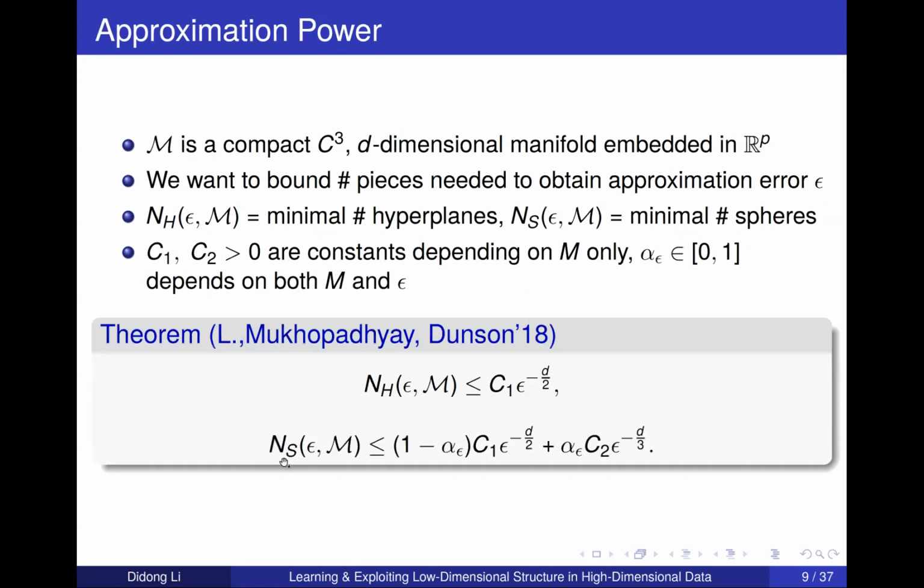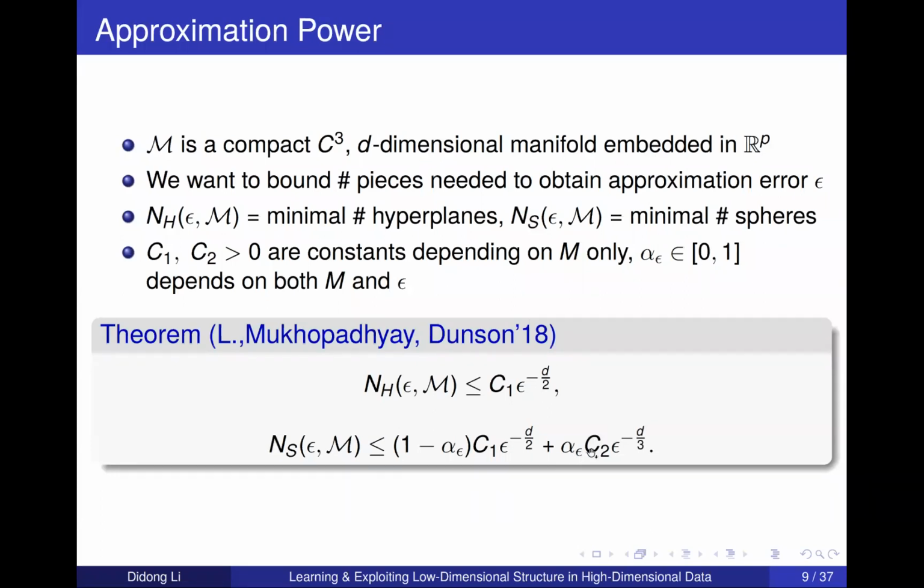Similarly, this minimum number of spheres is bounded by a linear combination of two terms. The first term is similar to the hyperplane case, multiplied by 1 minus alpha epsilon. And the second term is actually our gain. It's epsilon to the negative d over 3. This is a better rate, but multiplied by this alpha epsilon.